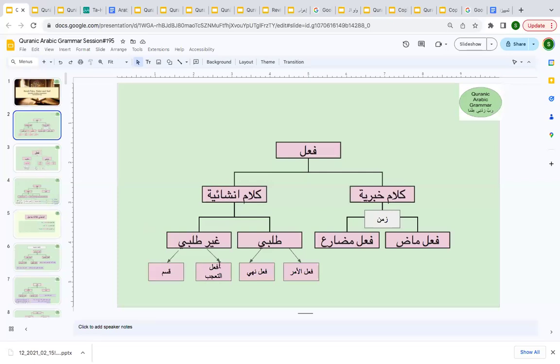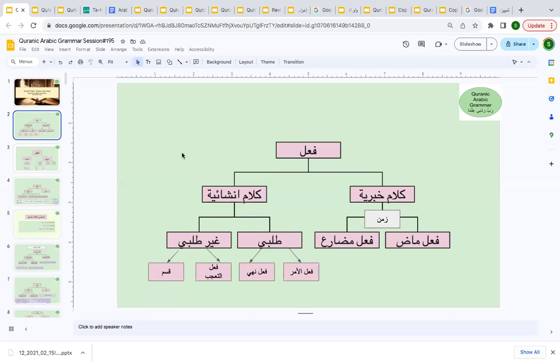When somebody is wondering or amazed by something, these statements cannot be regarded as true or false, or correct or incorrect. When a statement cannot be correct or incorrect, true or false, that statement is going to be kalam inshaiya. If there is a demand, that is going to be under the category of forbidding and commanding. If there is no demand, then you need to think about fail ta'ajjub and qasam. So this was about how you can divide your fail based on what type of information you are getting from your fail.